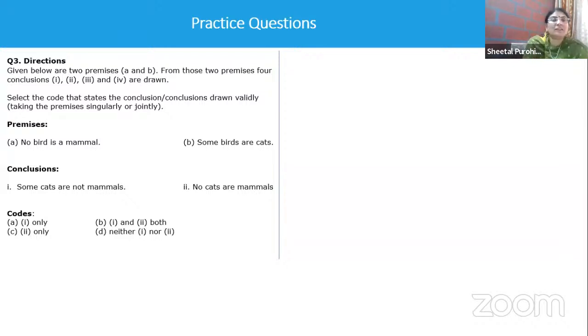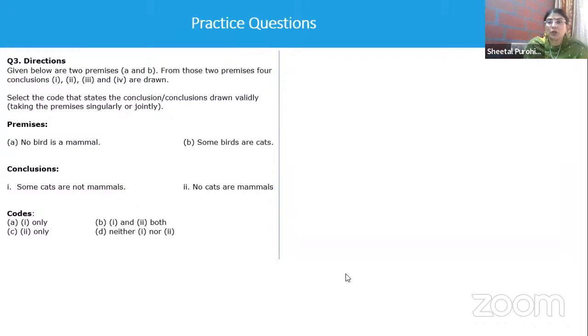Okay, what is the answer to this? No bird is a mammal, some birds are cats. Some cats are not mammals. Yes, that makes sense. No cats are mammals. Which one is the right answer?